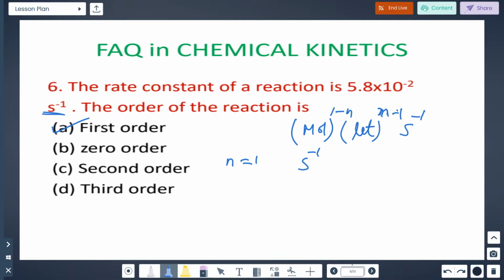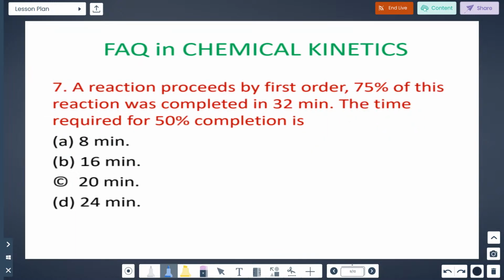See the next sum. A reaction proceeds by first order. 75% of this reaction was completed in 32 minutes. The time required for 50% completion. See, 50% you must remember is the half-life period. They didn't ask directly to find the half-life period, but this is called the half-life period.